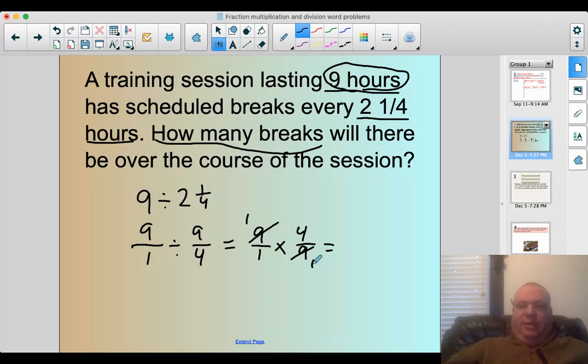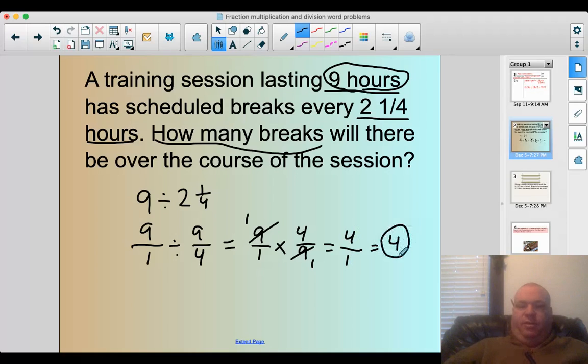Okay. Now when I multiply, I see I have all 1s on the bottom. So I'm going to end up with a whole number, because 1 times 1 is 1. On top, I have 1 times 4 is 4. 4 over 1, or 4 wholes, is just 4.